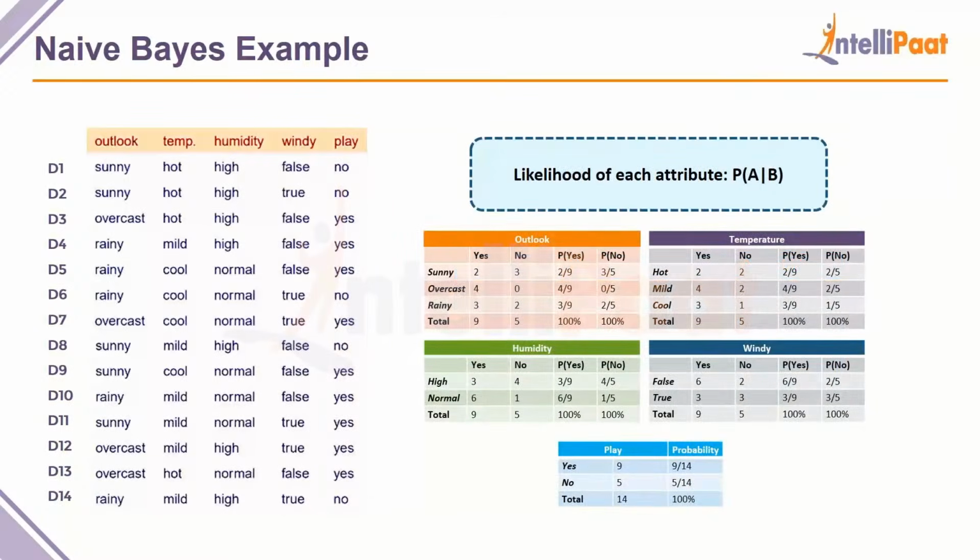So now we have to calculate the likelihood of each attribute. How likely is it that we're going to get one out of the other? So out of the 5 times that we got no, 3 of those were sunny, 0 of those were overcast, and 2 of those were rainy. So that way we calculate the likelihood of each attribute for yes or no. And based on each of the attributes and their values, we calculate that.